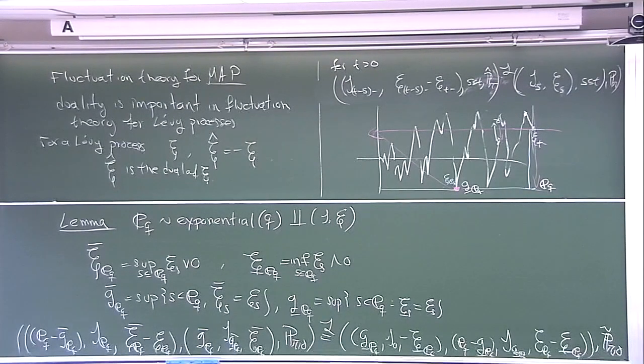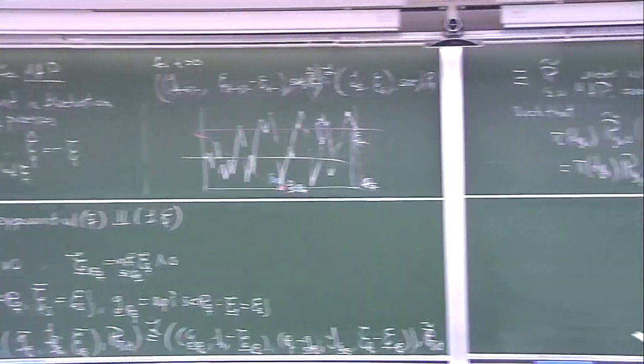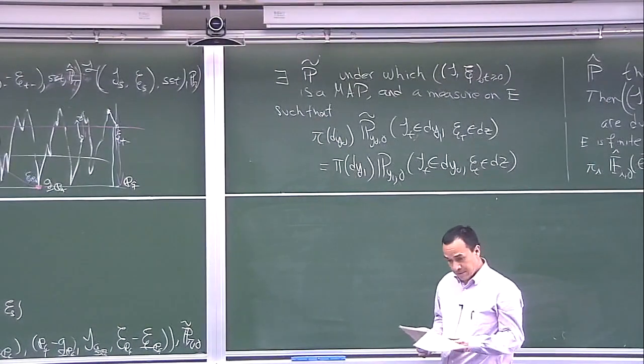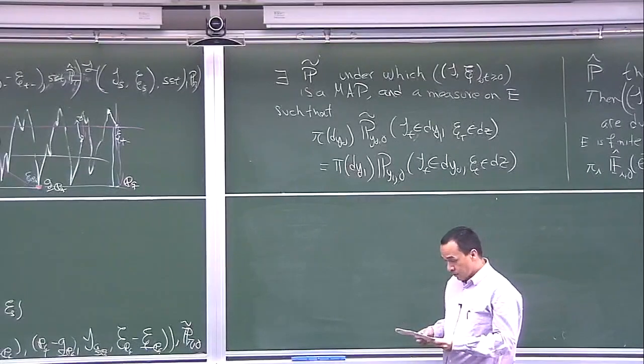Well, now that we know that kind of things, then we can claim that there is a Wiener-Hopf factorization. And it reads as follows.